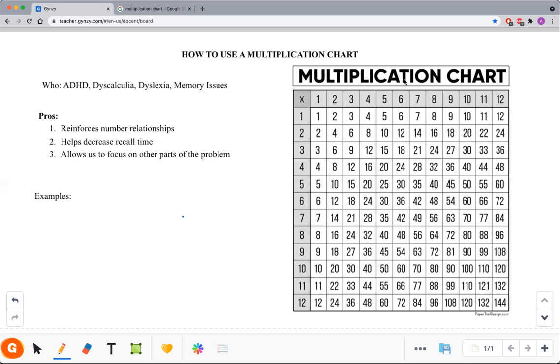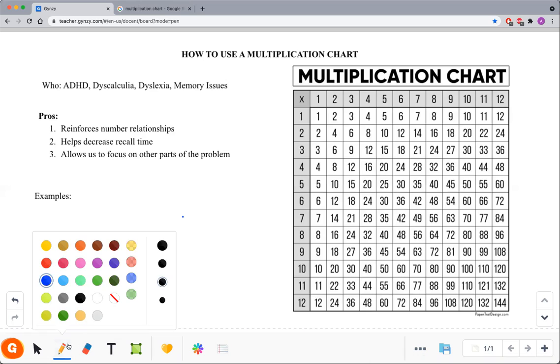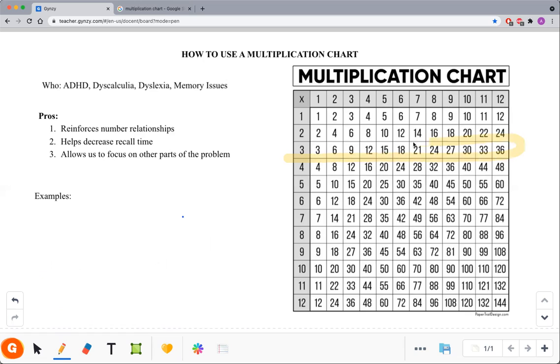Okay, so why do I prefer multiplication charts over just a calculator? It's because it does reinforce number relationships. If you put a plastic sheet over this, you can have your student mark it up. I'm just going to use some highlighting tools. If you look at your threes, you can show them the pattern, that you are adding 3 each time. You can do the same thing with 6s, that you're just adding 6 each time.